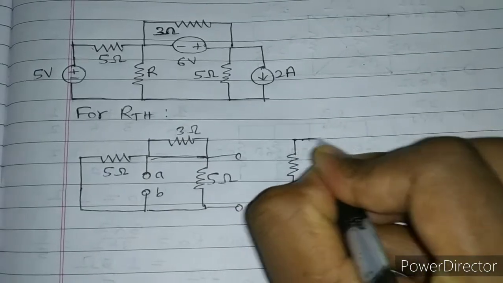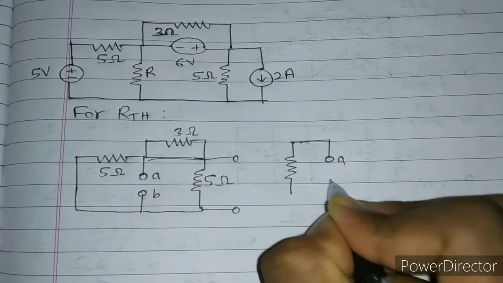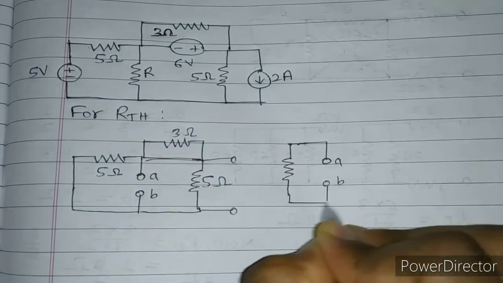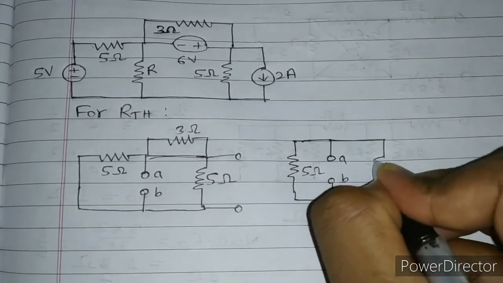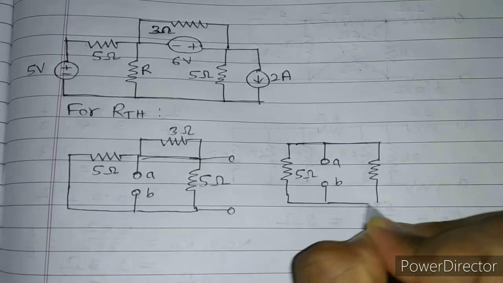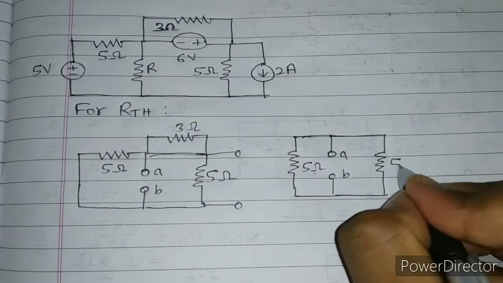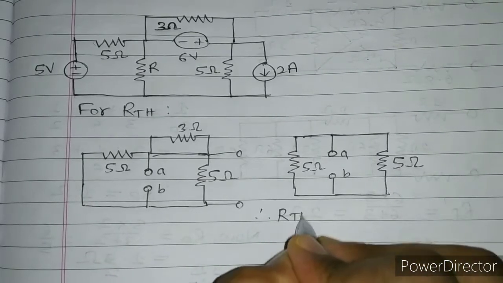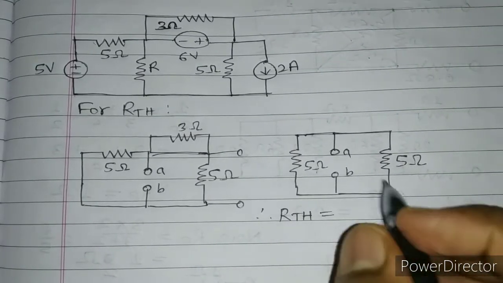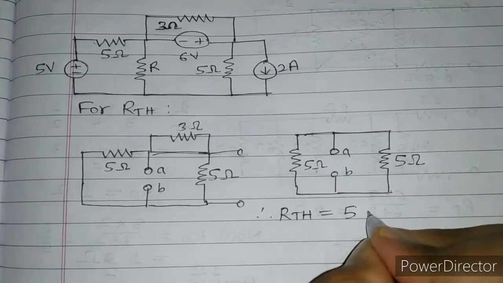So this is the 5 ohm resistor over here, point A, point B, and parallel with another 5 ohm resistor over here. So RTH will be 5 parallel 5, which is 2.5 ohms.